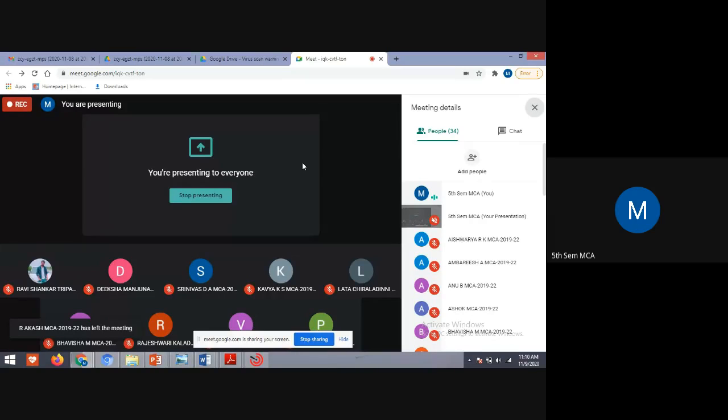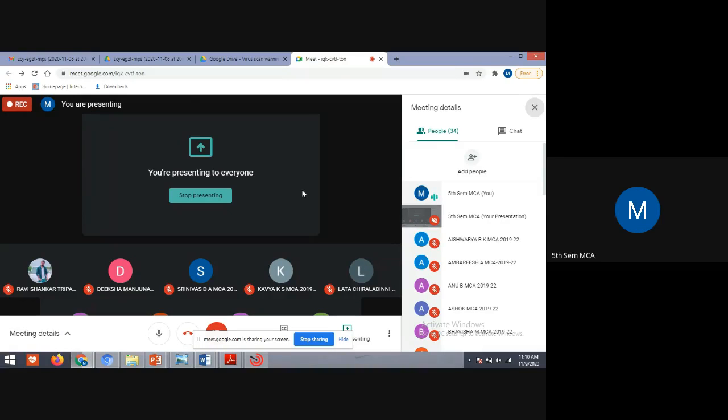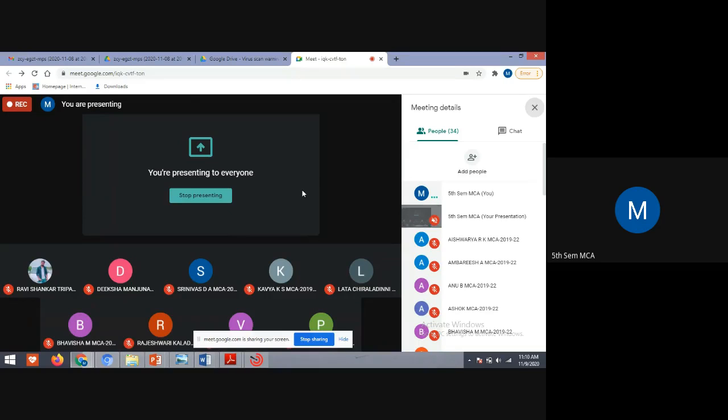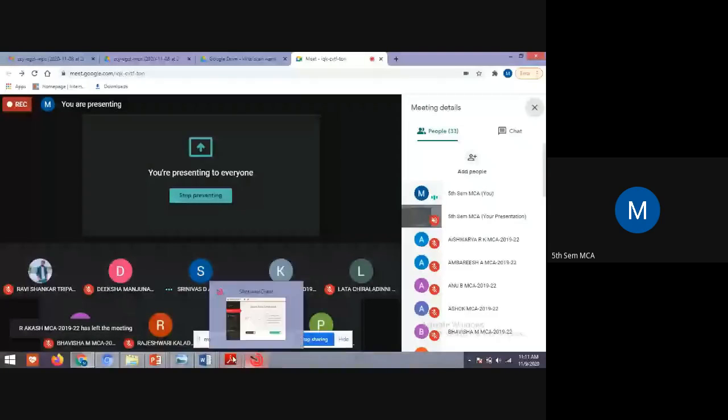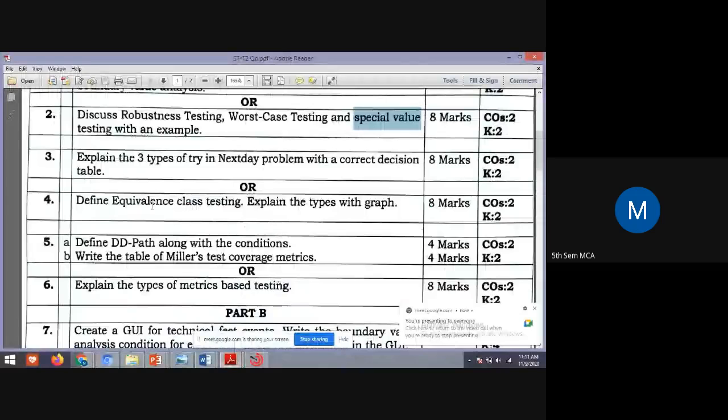The students in the screen, it is showing 5th semester, so don't get confused. So Lata, are you there, Lata? Srinivas? Srinivas? Ma'am, good morning, ma'am. What answer you have written, Srinivas, for this question? What is the answer? If you have not written also, what are the conditions of DD path?